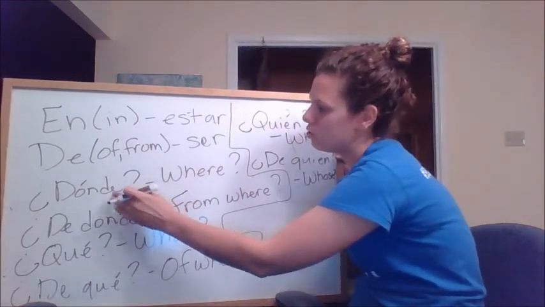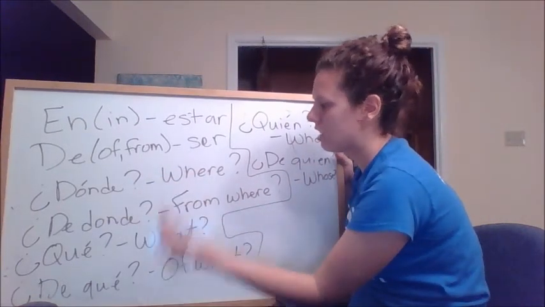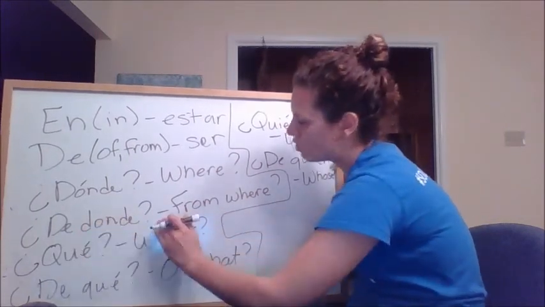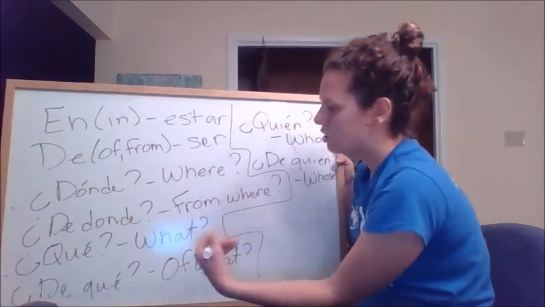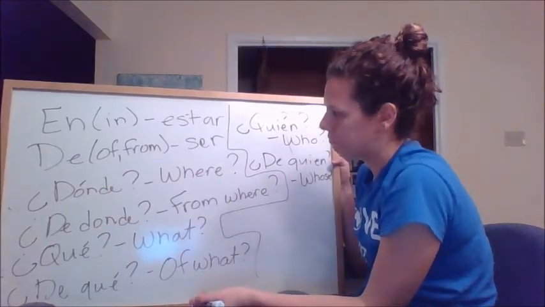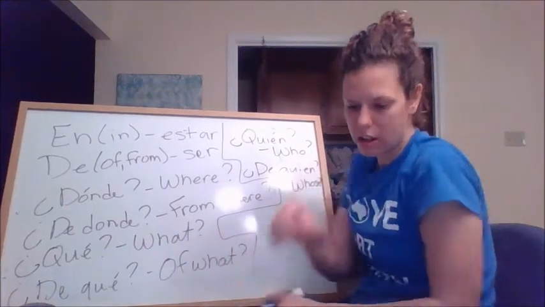Because if I said, ¿Dónde está blank? That's talking about a specific location. So we use estar. De dónde es is talking about from where is somebody, okay? All right, I think that's all I've got.